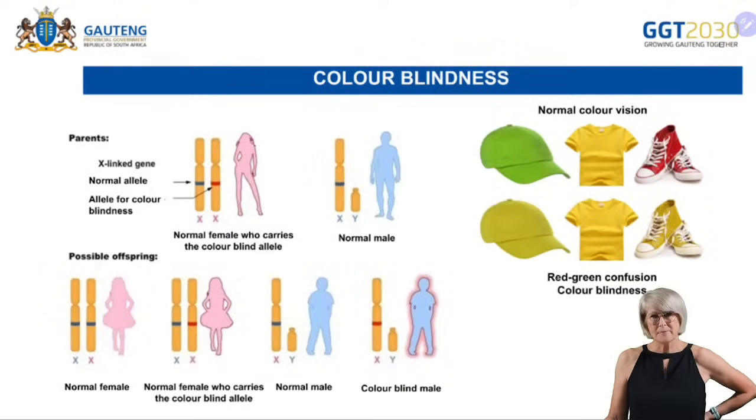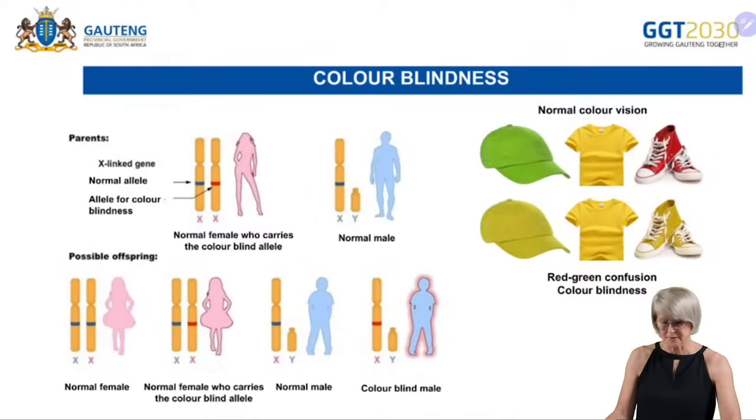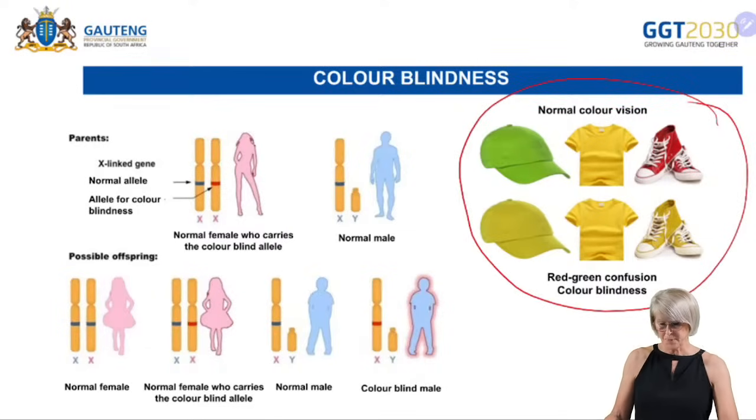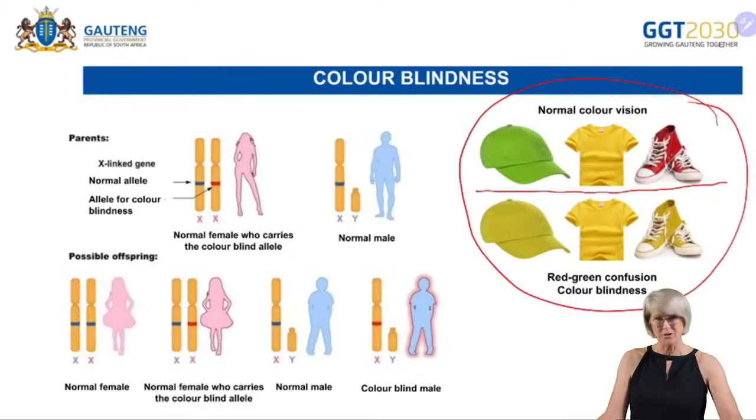Right, then the second X-linked or sex-linked disorder that we're going to have a look at is color blindness. Now, if we have a look at this picture here on the right-hand side, you can see that the first example shows normal vision. Okay, so I can see the cap is green, the t-shirt is yellow, and the tackies are red. However, if I have red-green color blindness, then I confuse the red and the green. I don't swap them around. You can see that individual can't see red and green. What they see is different shades of yellow. Okay, and that is what happens with someone who is colorblind.